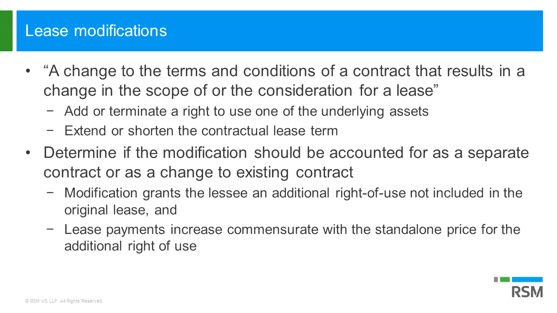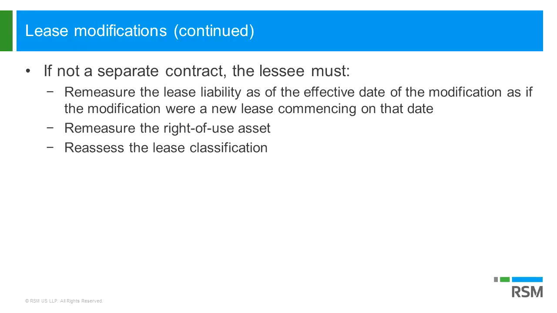Modifications are accounted for as either a separate contract or as a change to the old lease. If the modification grants the lessee an additional right of use that was not included in the original lease, and the lease payments increase commensurate with the standalone price for the additional right of use, the modification is accounted for as a separate contract. If the modification is accounted for as a separate contract, you have 2 contracts to account for now. But if it's not accounted for as a separate contract, the lease liability is remeasured as of the modification date, as if the modification were a new lease commencing on that date.